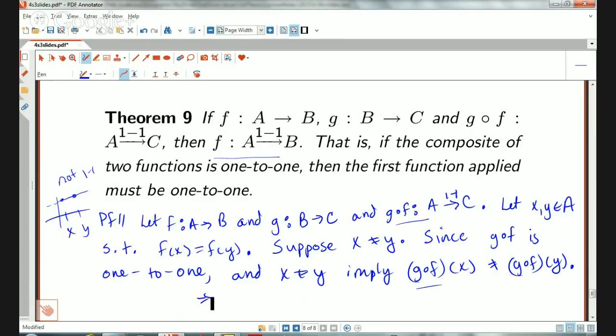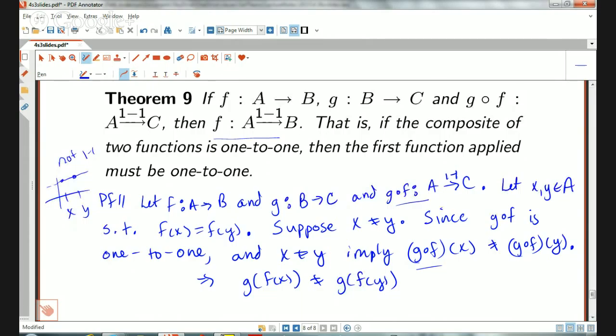But what does that tell us? g of f of x is not equal to g of f of y. We're not quite there. We have one more step. Therefore, f of x is not equal to f of y, only if g is 1-to-1, but they didn't tell us g is 1-to-1. I might not be able to do it this way. I was assuming g was 1-to-1. Yeah, I don't think we can do it that way. This is the last one. Let me double check that.